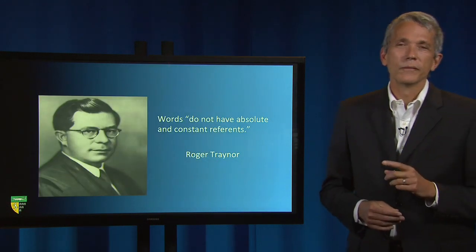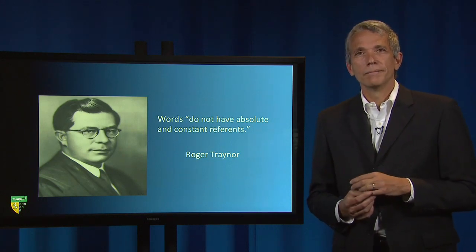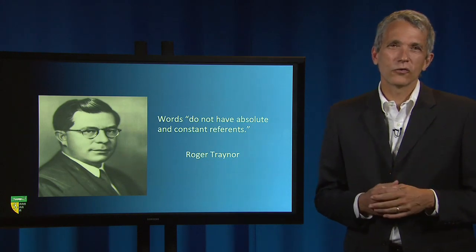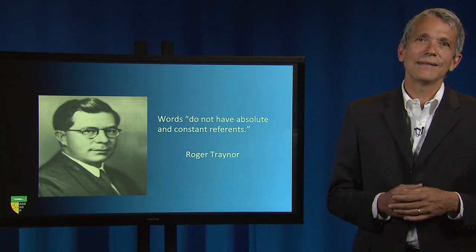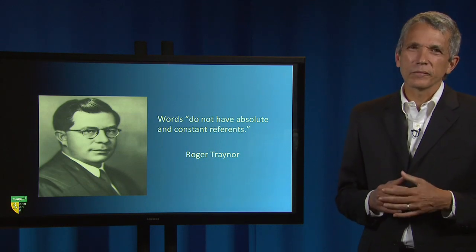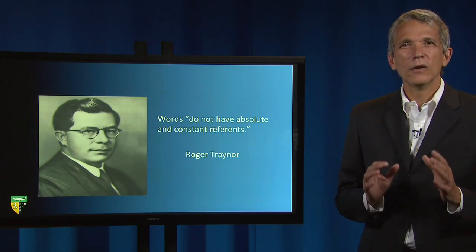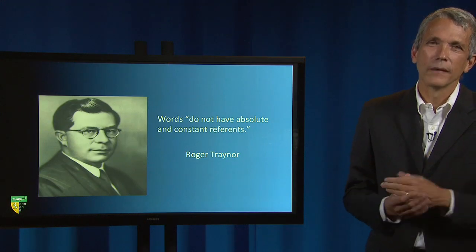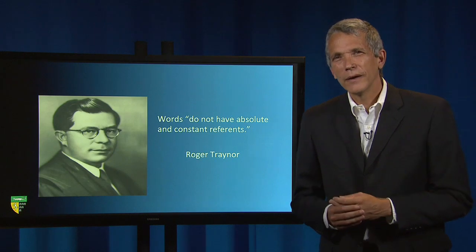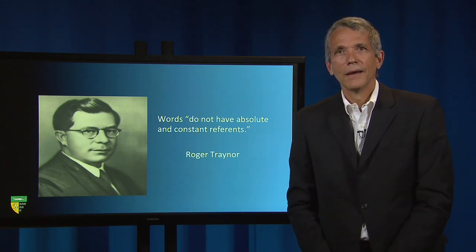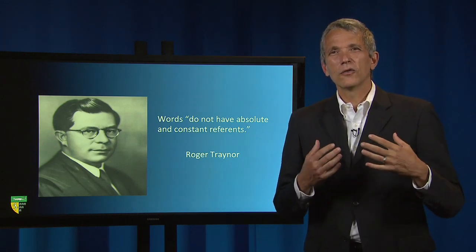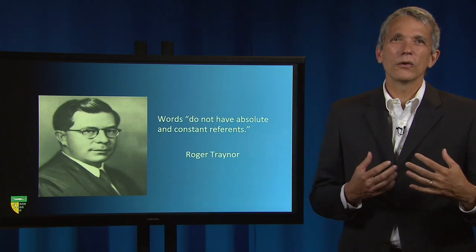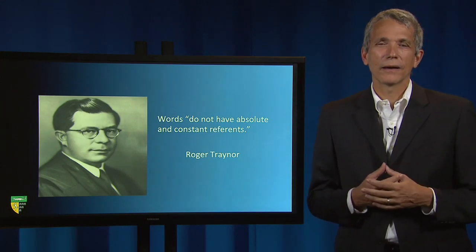Lesson number 2. The great California Supreme Court Justice Roger Traynor in 1968 famously wrote that words do not have absolute and constant reference, unquote. Traynor was arguing for the necessity to consider extrinsic evidence in order to interpret the meaning of a contract.